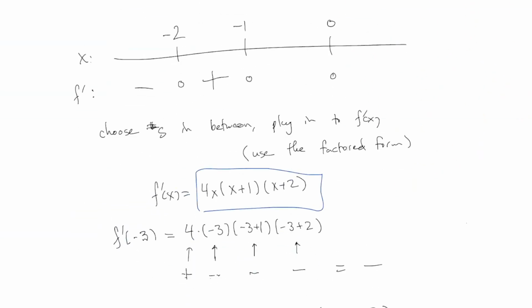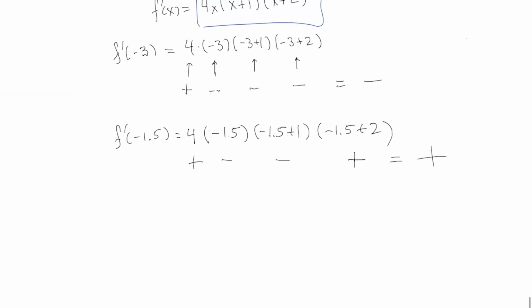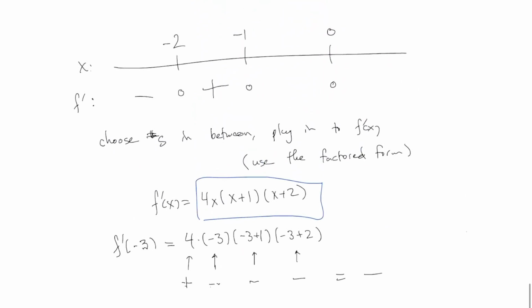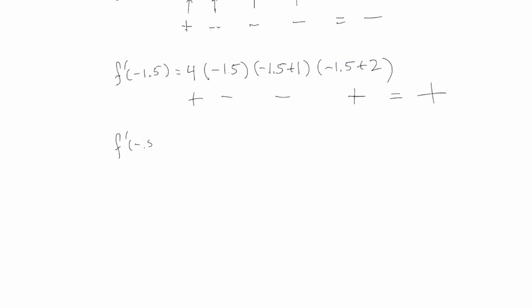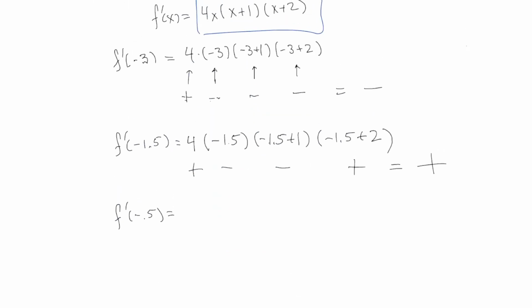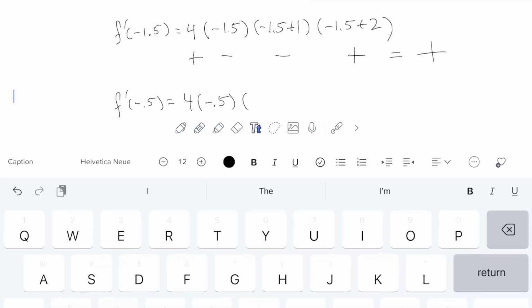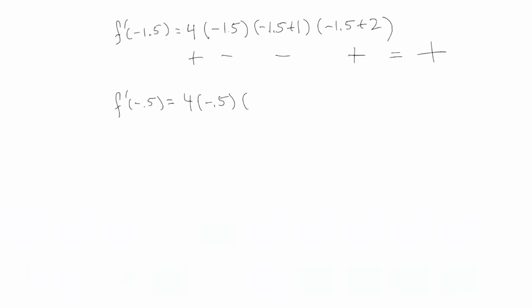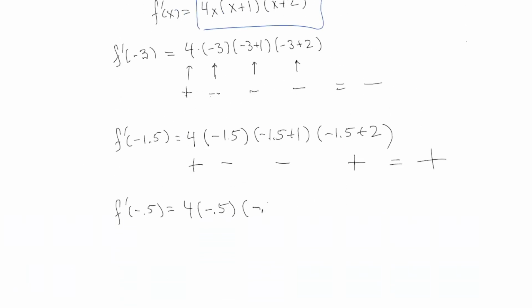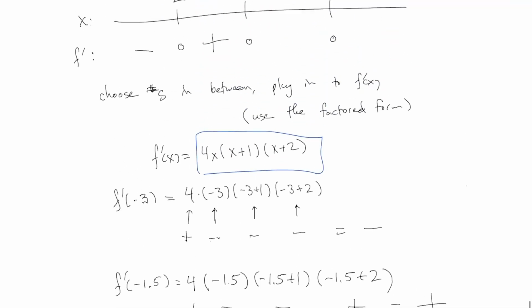All right, can we do 2 more in our remaining 4 minutes? Do you remember when I said these can kind of take a long time to do? I'm feeling it right now. So in between -1 and 0, I'm going to choose -1/2 or -0.5 if you like. So I'm doing f prime of -0.5. Again, plugging into the formula in the blue box. 4 times -0.5 times -0.5 plus 1 times -0.5 plus 2. All right, what do I got for positives, negatives? That's positive, negative. -0.5 plus 1 is positive 0.5, and then -0.5 plus 2 is positive 1.5. So this all ends up being negative. I got 1 minus in there, so it's a negative. So this on my chart is a negative.